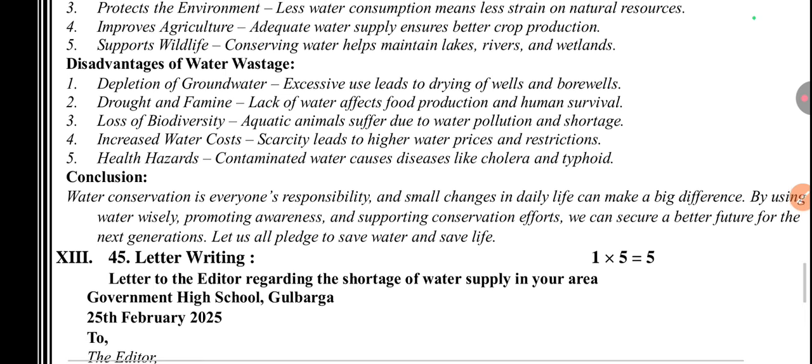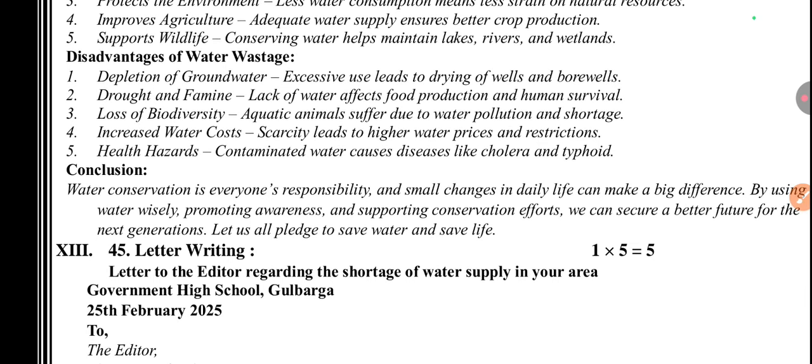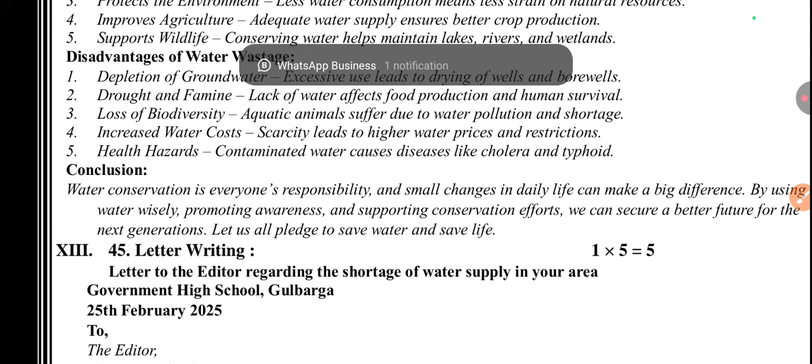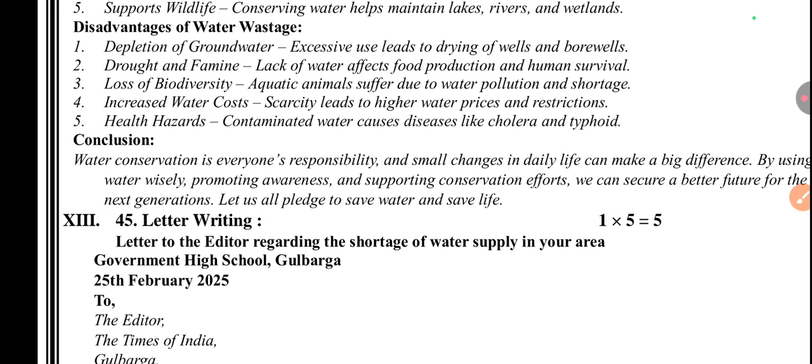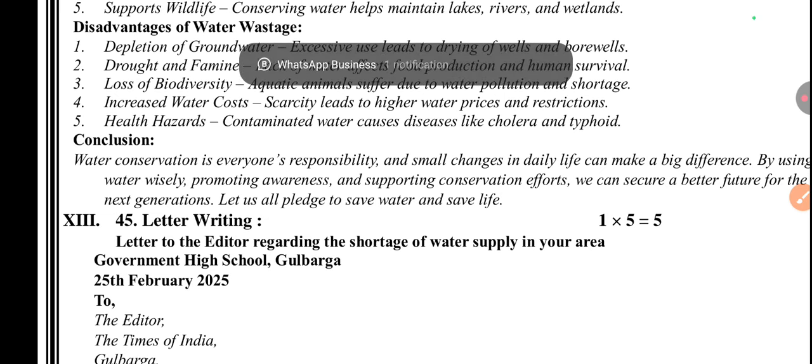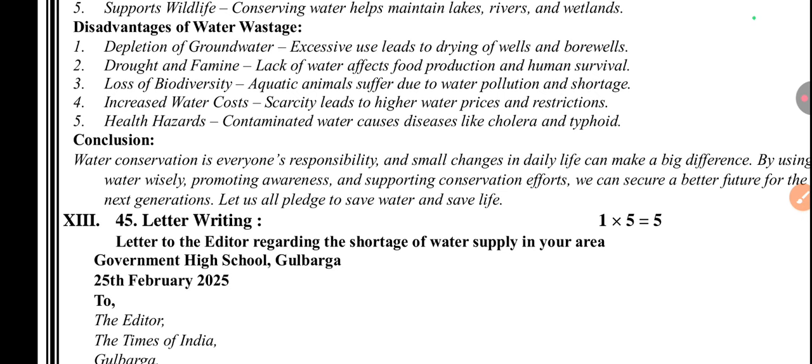Disadvantages of water wastage: depletion of groundwater. Excessive use leads to drying of wells and bore wells, drought and famine. Lack of water affects food production and human survival. Loss of biodiversity. Aquatic animals suffer due to water pollution and shortage. Increased water costs. Scarcity leads to higher water prices and restrictions. Health hazards. Contaminated water causes diseases like cholera and typhoid.